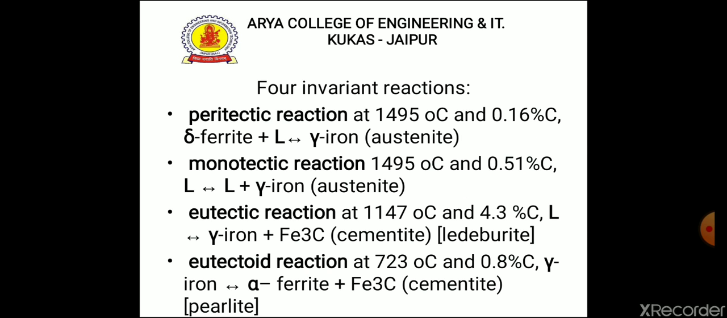There are four main invariant reactions. The first one is the peritectic reaction at the temperature of 1495 degrees centigrade and 0.16 percent carbon. The second one is the monotectic reaction at the temperature of 1495 degrees centigrade and 0.51 percent carbon. Eutectic reaction at 1147 degrees centigrade and 4.3% of carbon. Eutectoid reaction at 723 degrees centigrade and 0.8% of carbon.